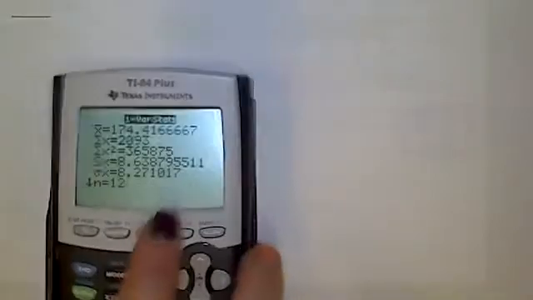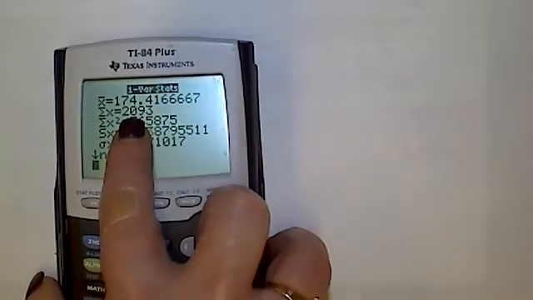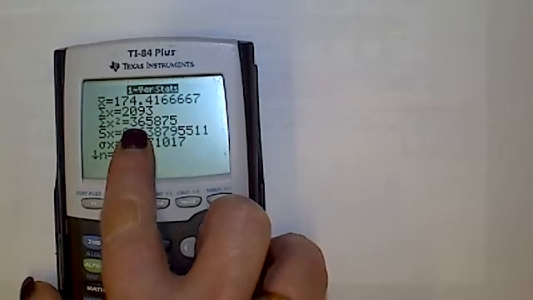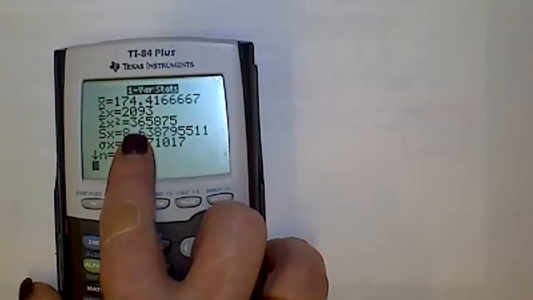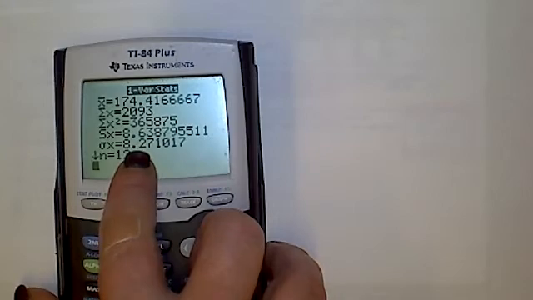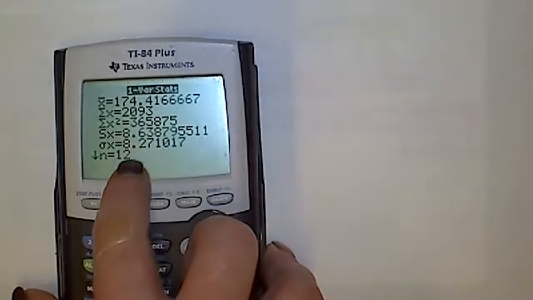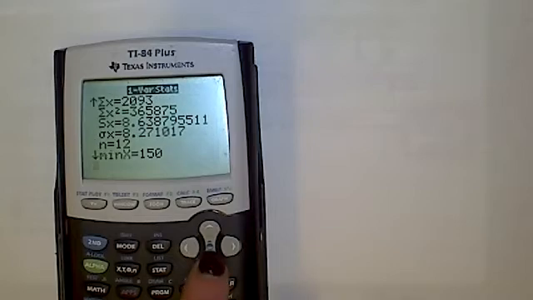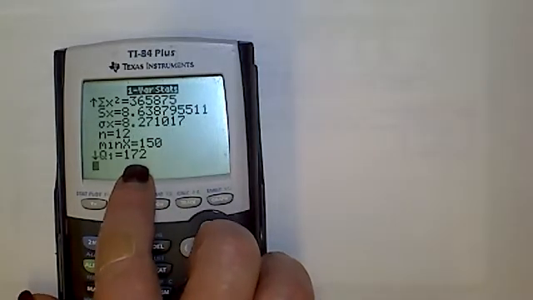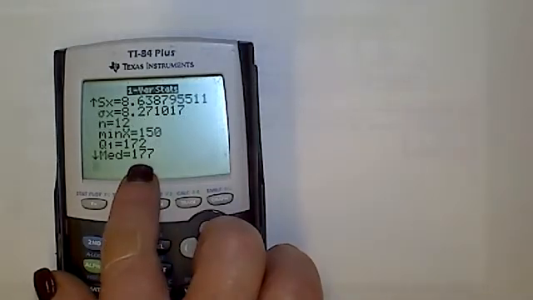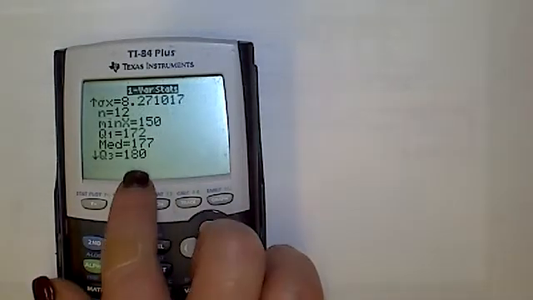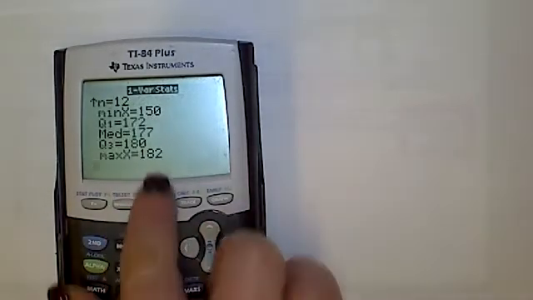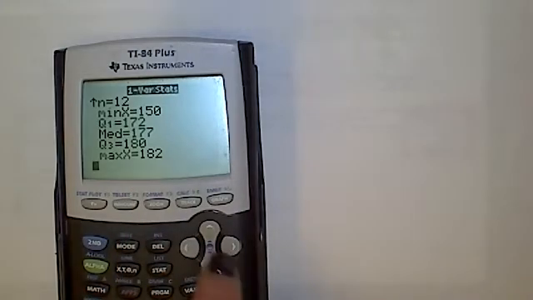Okay, that was our mean, which was our average. That's the sum of your x's, the sum of your x squares, your sample standard deviation, your population standard deviation, the number of data entries. Now notice there's an arrow down. So if you scroll down, you see your minimum value, you see your Q1, you see your median value, you see your Q3, you see your maximum value. Okay?